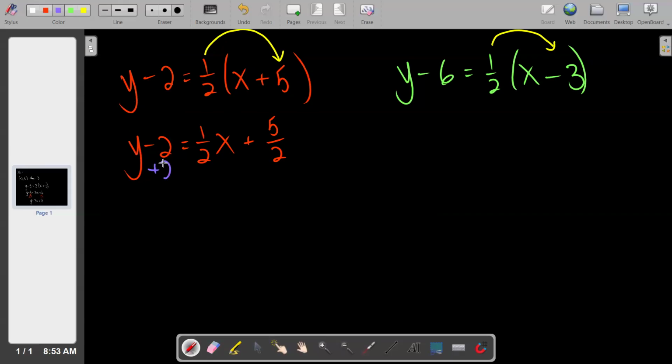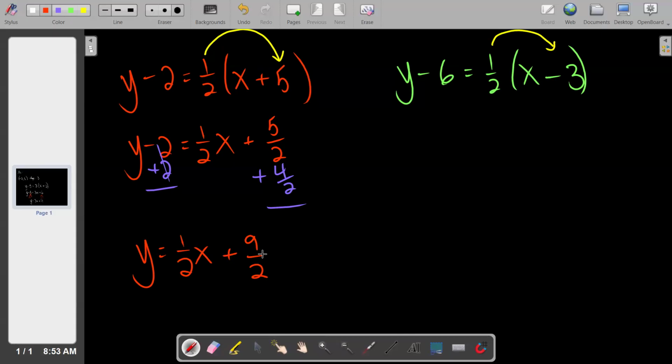So if I add 2 on this side and I add 2 on this side, and if you were here yesterday, you know exactly what I just did. I said the number 2, but I wrote it as 4/2 because I need the bottom to be the same as the other one, right? And then this one's done. So my red answer is y equals 1/2 of x plus 9/2. Done.